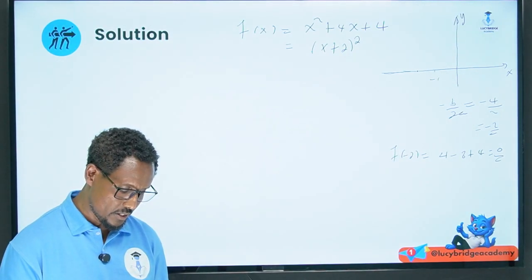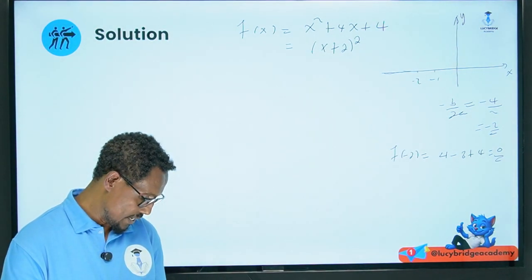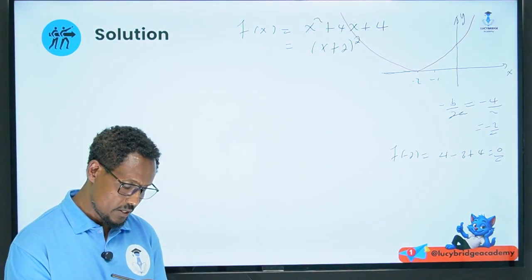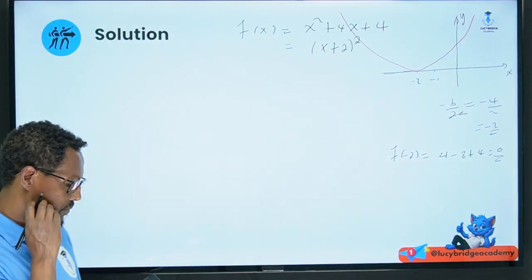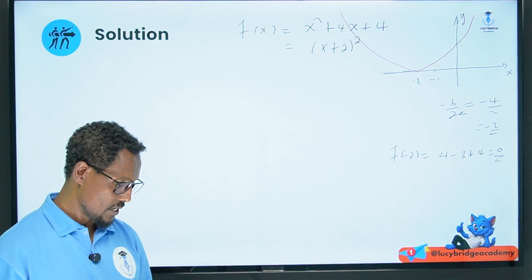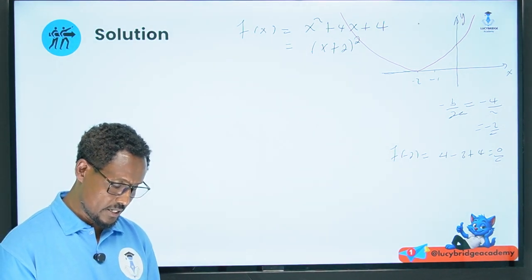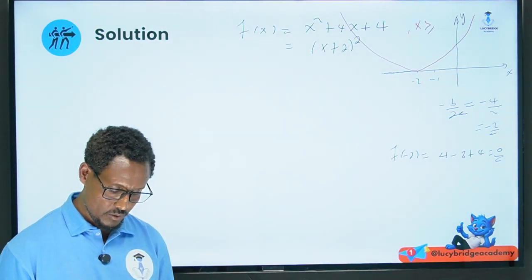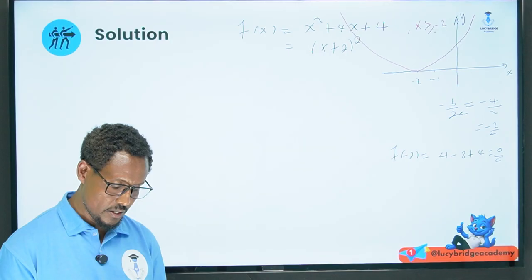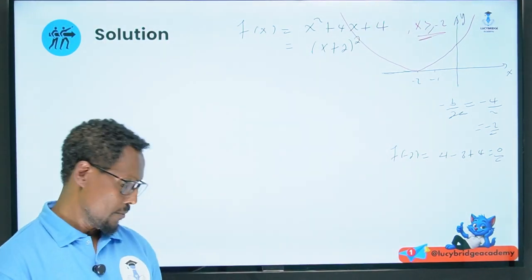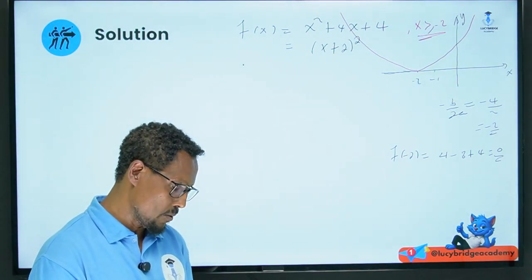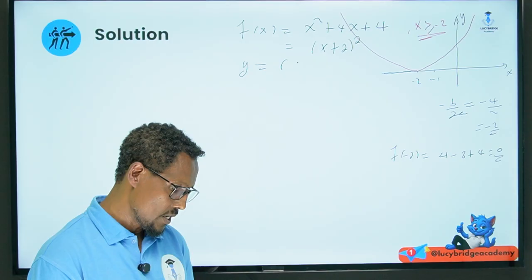Here is -1, here is -2. So the graph looks like this one, right? Now if we want, the domain will be x greater than or equal to -b/2a, which is -2. So x is greater than or equal to -2. We take that, therefore now in place of f of x we replace y.